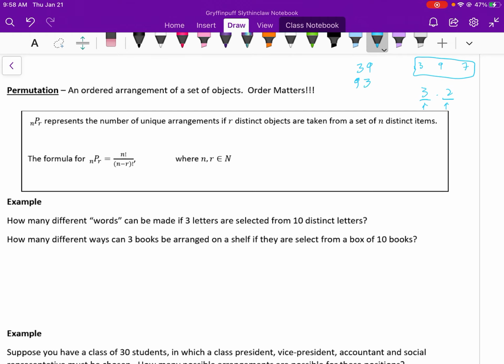However, with a permutation, order does matter. So for instance, 39 is different than 93. The order of the 3 in the tens place makes a difference. Whereas with a combination, 3 and 9 and 9 and 3 are indistinguishable. That is, they're the same entity. We'll get to that a little bit later on, but that's a combination.